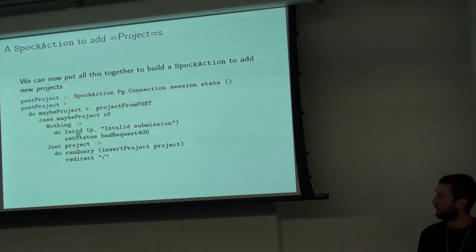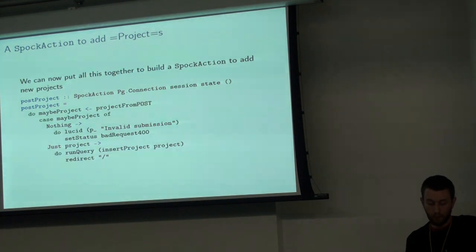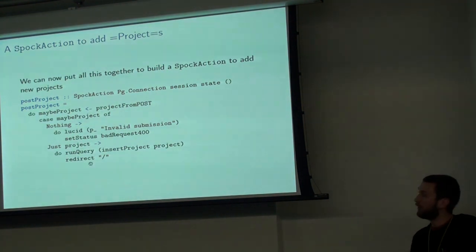So again, that's what I was talking about with Haskell forcing us to be honest about the chance of failure. So if we couldn't successfully read the project, I'm just rendering back to the client "invalid submission" and changing the response status to 400. And if we could successfully get a project, then I can insert that into the database and redirect the user back to the listing of all projects.